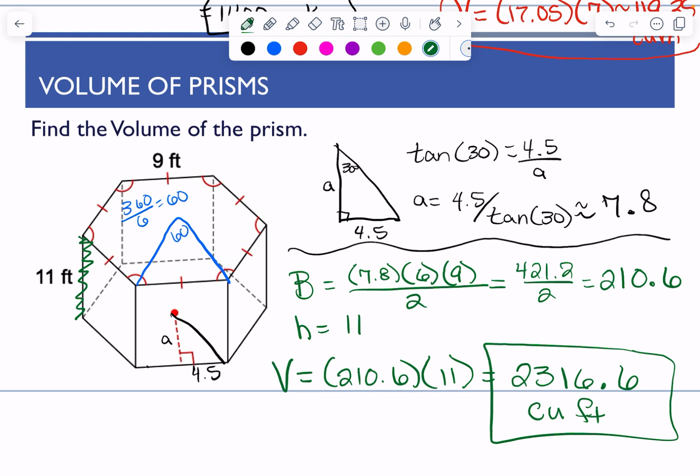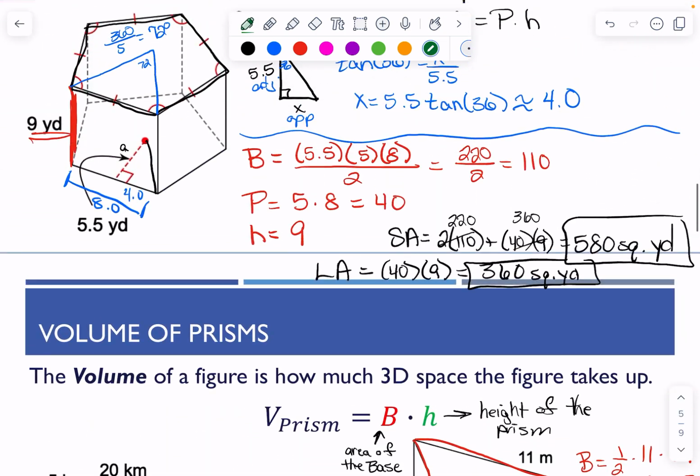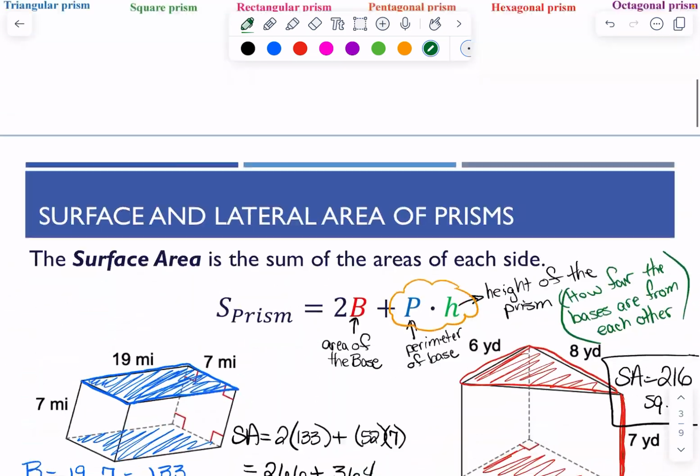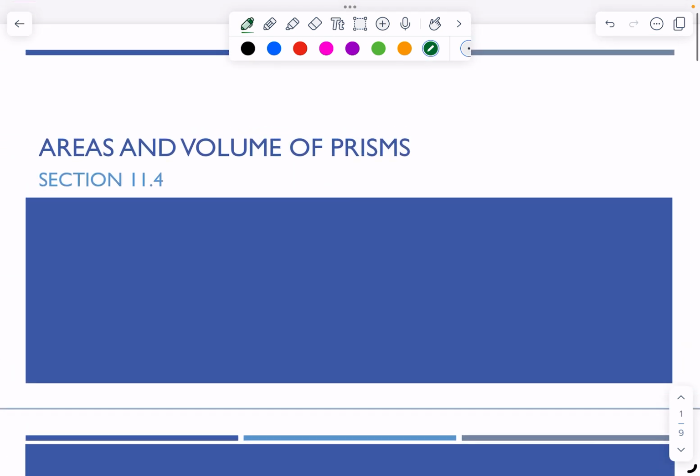And that is how we do prisms. We find that for surface area, we do double the area of the base, added to the perimeter times the height. For lateral area, it's just the perimeter times the height of the prism. And then for volume, we do the area of the base times the height of the prism. So those are 3 more formulas you need to probably write down on your formula chart and memorize. All right, there it is. Surface area and lateral area and volume of a prism.